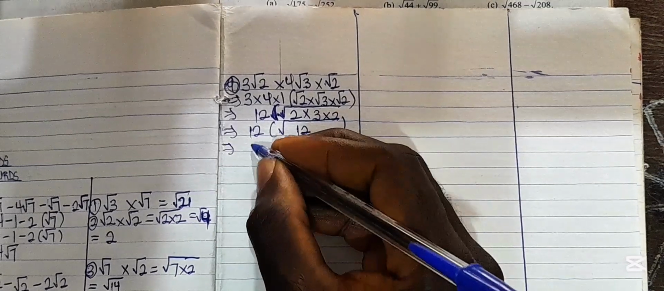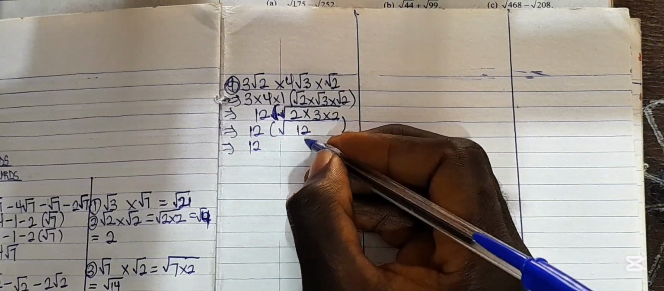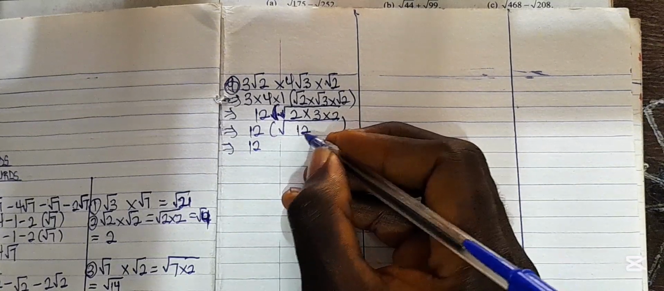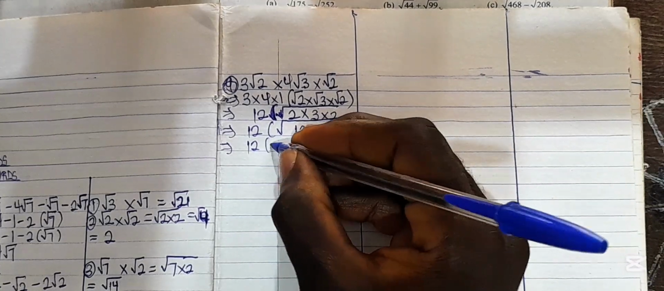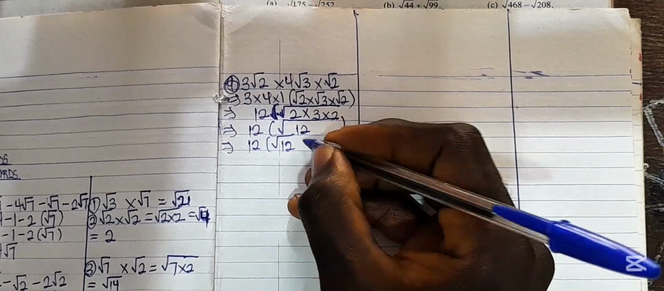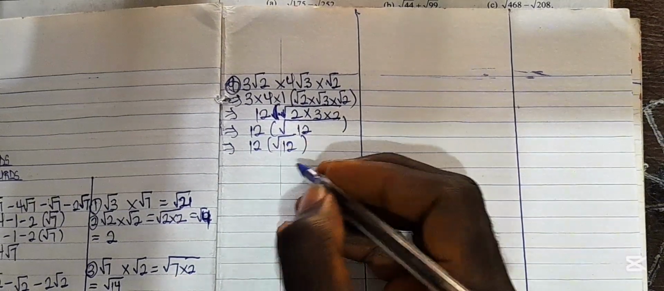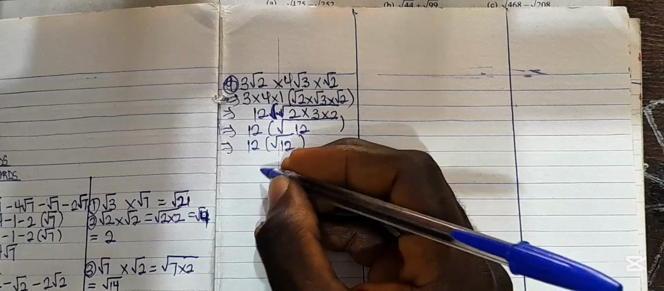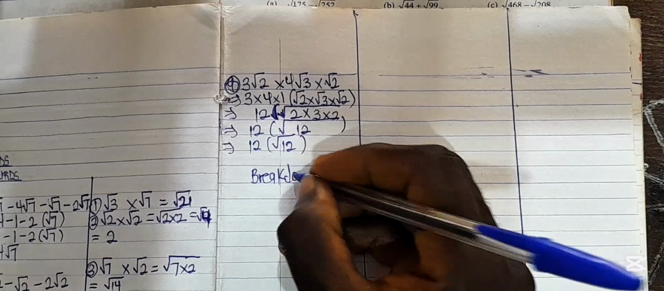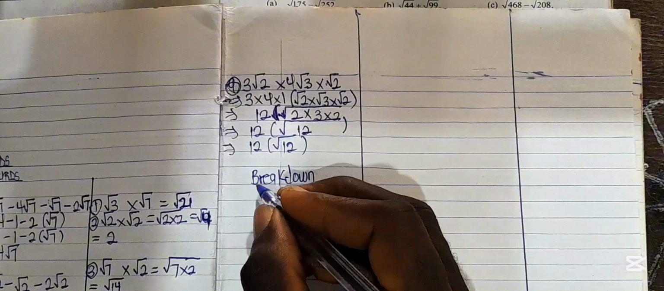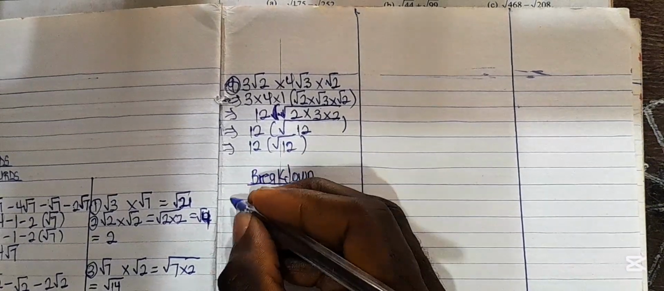So moving on, 12 into the bracket. Now the answer is root 12. Okay, but we can break it down. Let me just write breakdown here, so it becomes easy for you. So we can break it down like this. Breaking this down, we have 12 here.